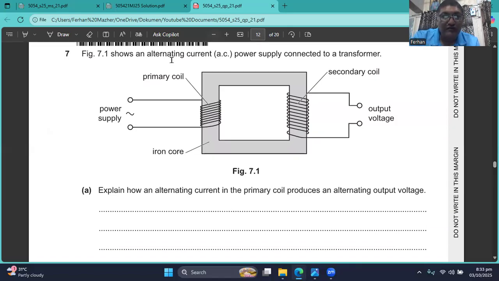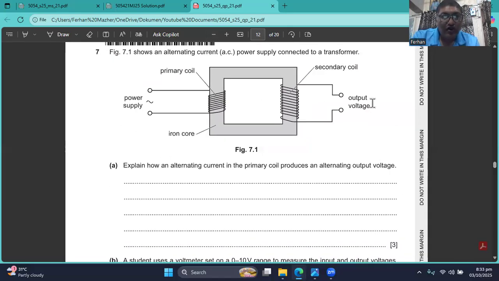Let me show you. Okay. So explain how an alternating current in the primary coil produces an alternating output voltage.